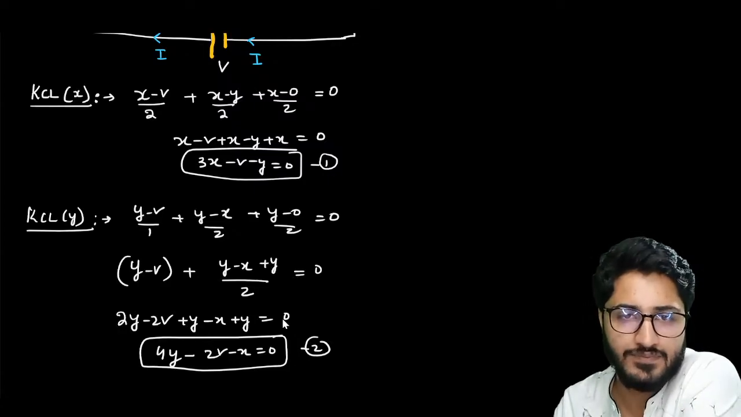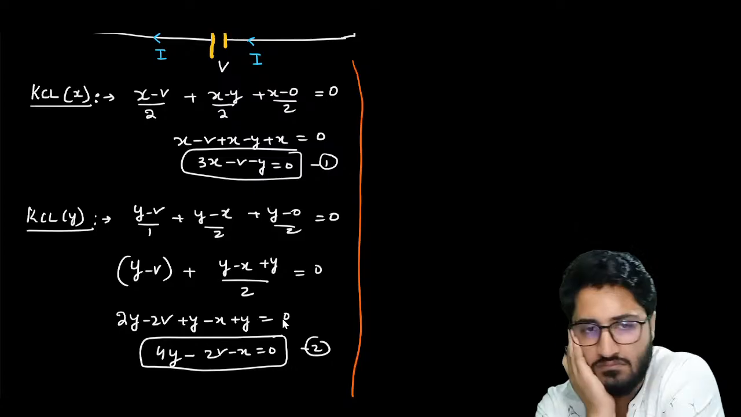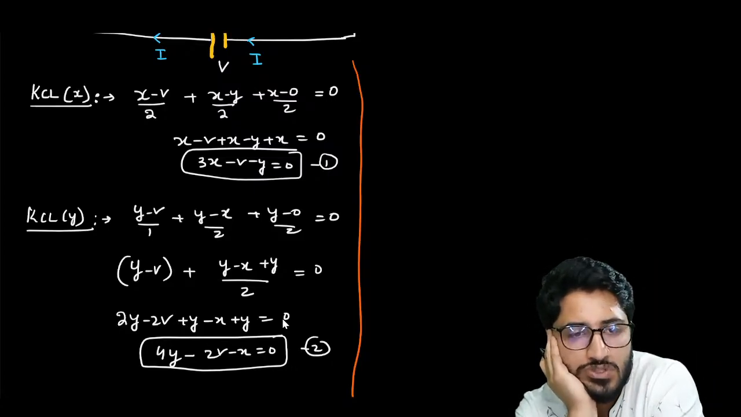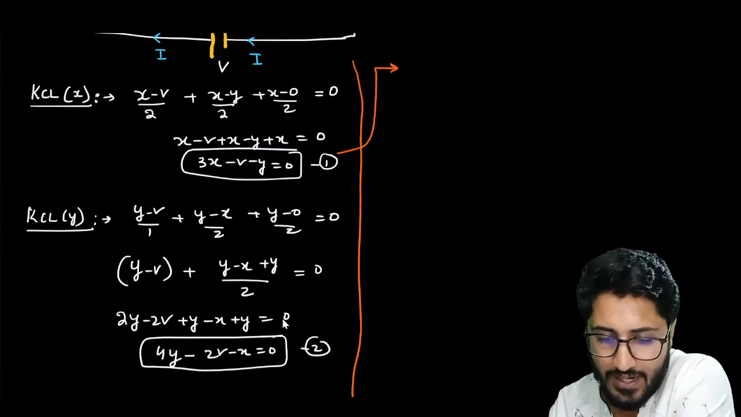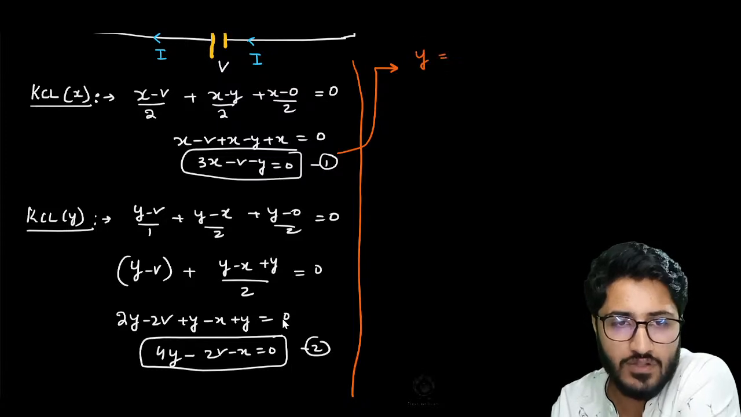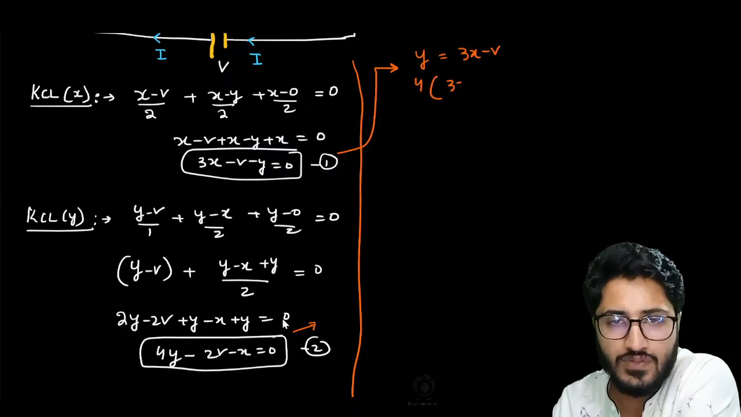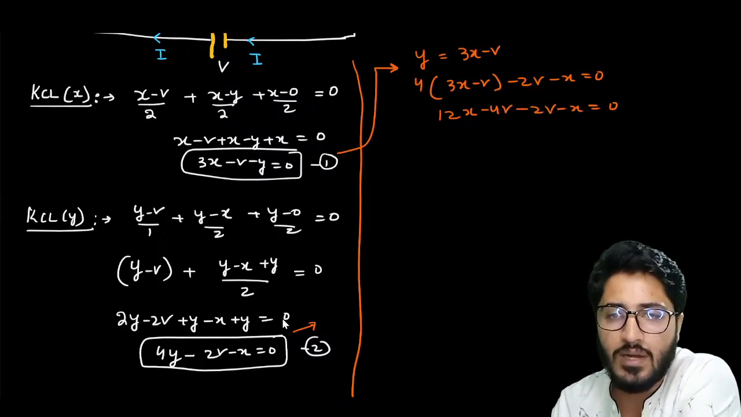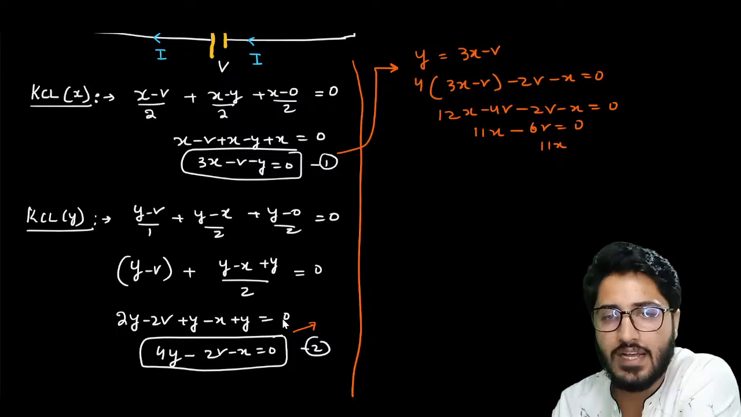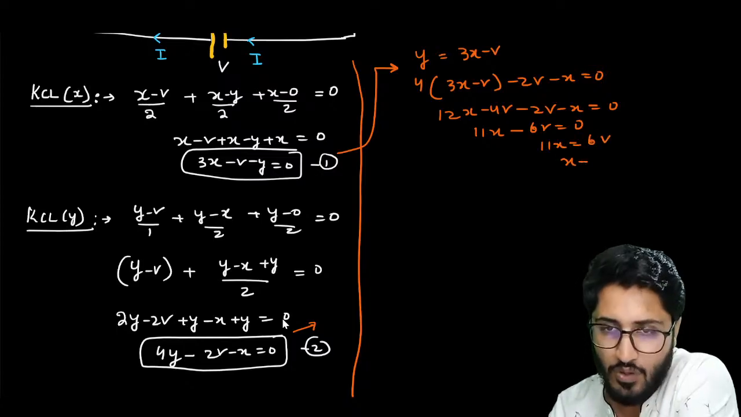Look what I can write here. So from this particular diagram, what I can write now? Y equals 3X minus V from equation first. Place this Y in this one. So I will write 4 times 3X minus V minus 2V minus X equals 0. So it is 12X minus 4V minus 2V minus X equals 0. It is 12 minus 1, so 11X minus 6V equals 0. Then we have 11X equals 6V. So X came out to be 6V by 11.